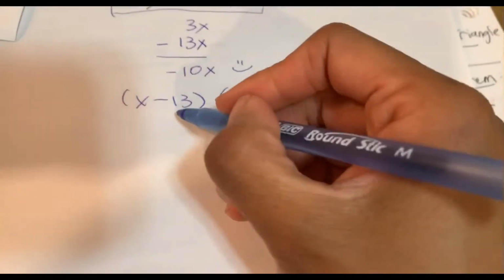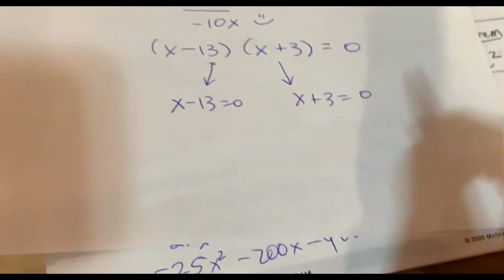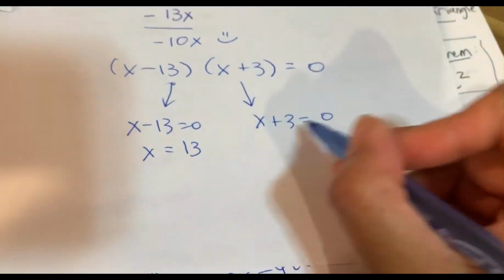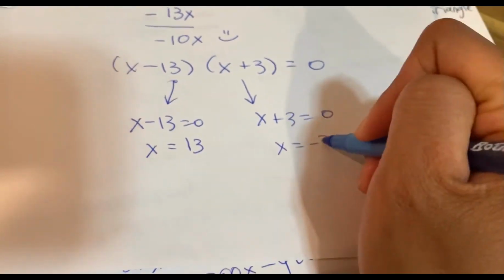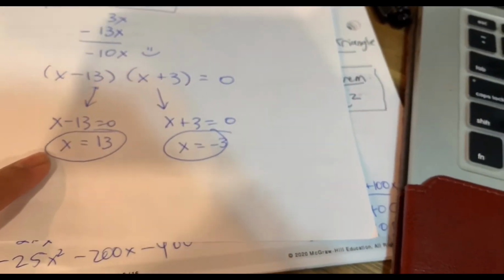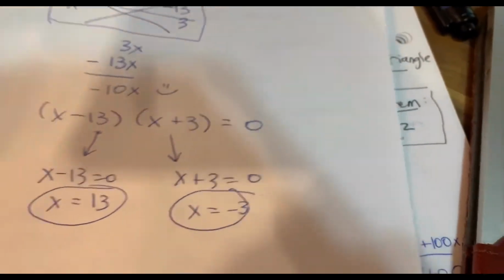So here, this is a factor and this is a factor. Set each factor equal to 0 and solve for x. So here, if I add 13 to both sides, I get x is equal to 13. If I subtract 3 on both sides, I get x is equal to -3. So in terms of solving this problem from this equation, the answer is x equals 13 and x equals -3.